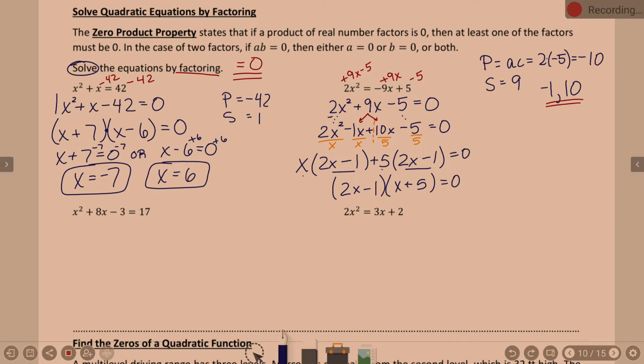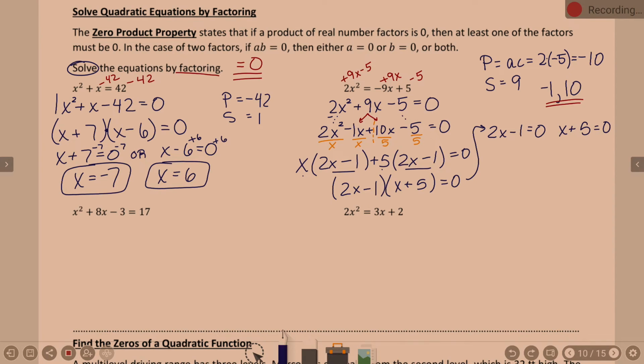Okay, am I done? No. Officially, what do we have to do? Find your x intercept. How? Plug in 0? No. Just set each factor equal to 0. And I'm obviously going to be moving over here to do this. So I'm going to have 2x minus 1 equals 0 and x plus 5 equals 0.